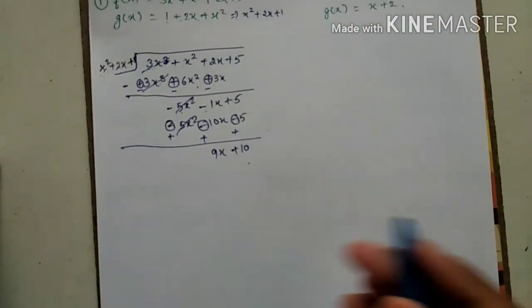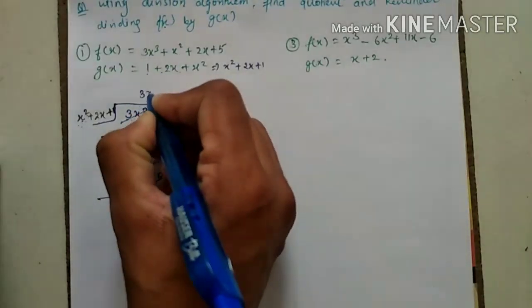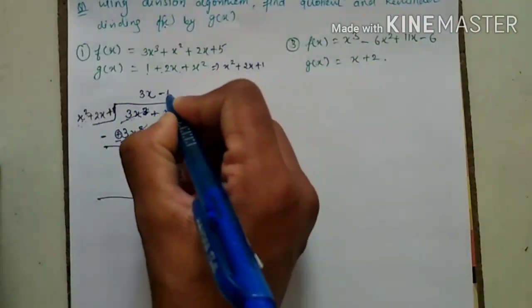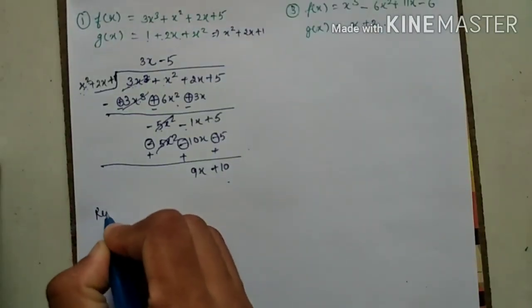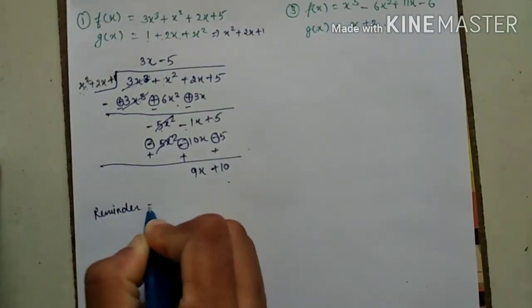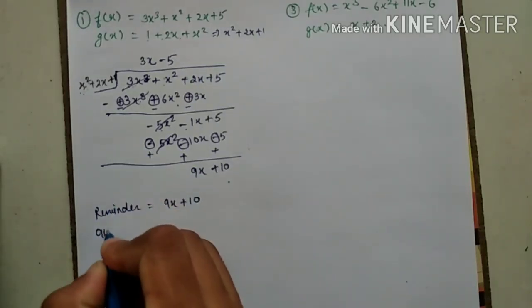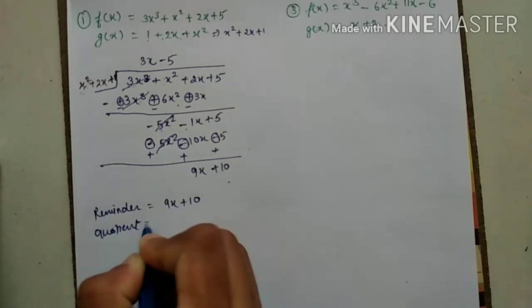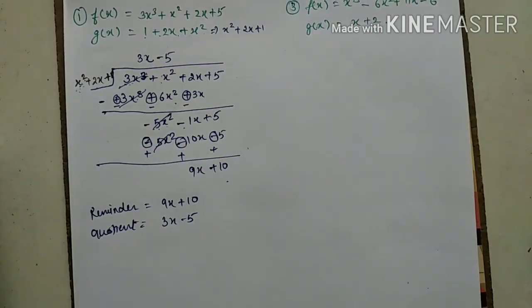Just understand, and I have not written anything, sorry. Whatever we are multiplying, we have to write upside as the quotient. 3x minus 5. Correct or not? Now understand what I will write here. My remainder is what? 9x plus 10. Correct? My quotient is 3x minus 5. Is it clear? I am considering that you are getting the answer.